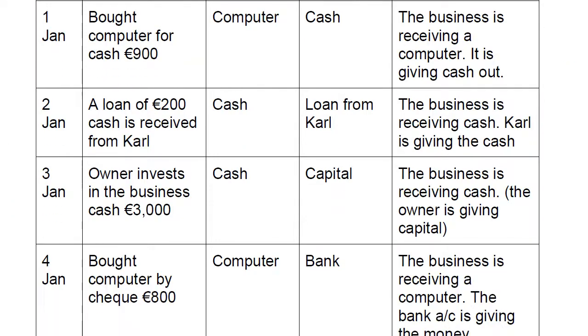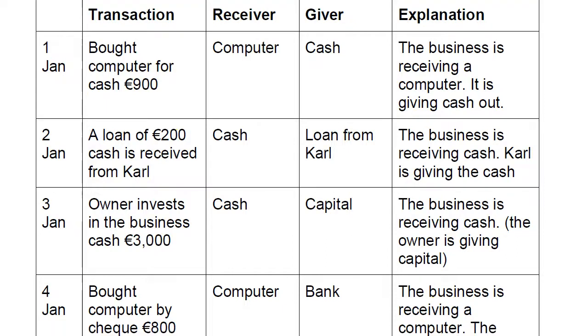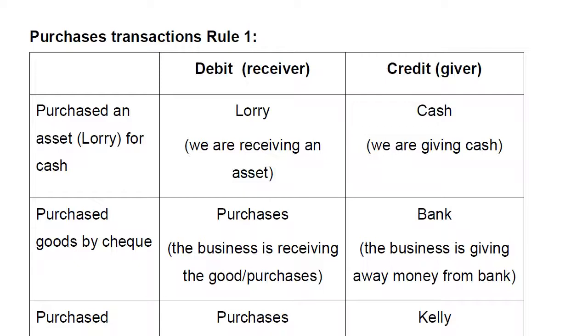For example, here are some transactions, and there's the account that should be debited. Here's the account that should be credited. You can pause the screen. So once again, 50 check to Carl. Carl is receiving the money, he's the receiver, and bank is the giver. If we purchase an asset, we open up the asset account. We're receiving a lorry and we're giving cash here.